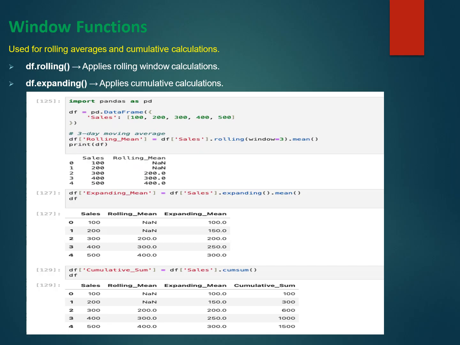Window functions. Window functions are widely used in time series data. These help in trend analysis and forecasting features. Here df is the data. df.rolling applies moving window calculations. df.expanding applies cumulative calculations.